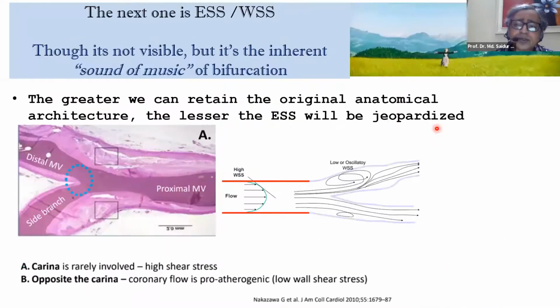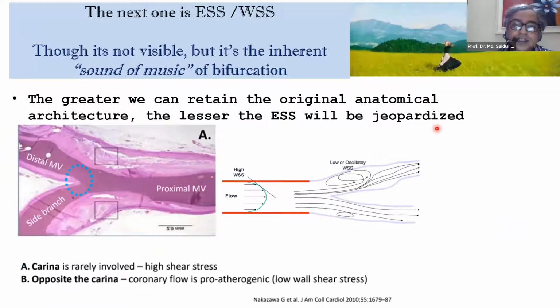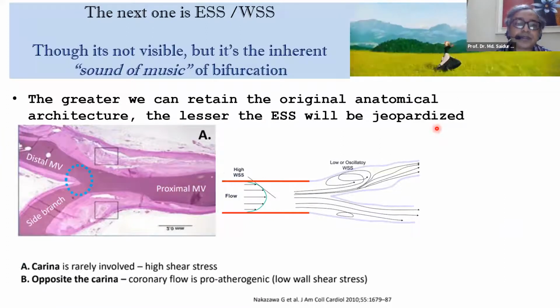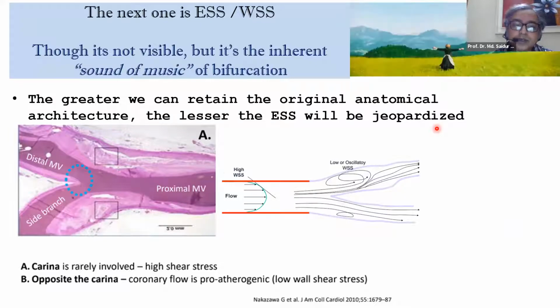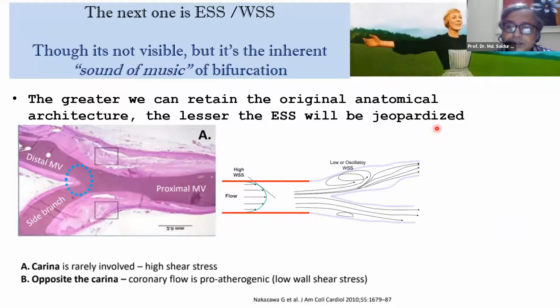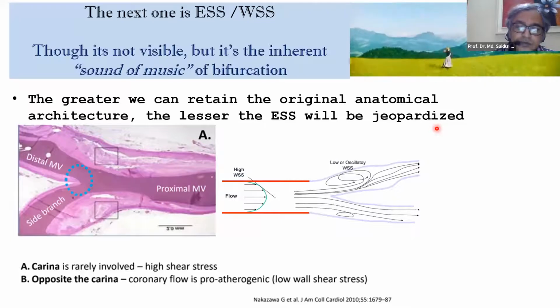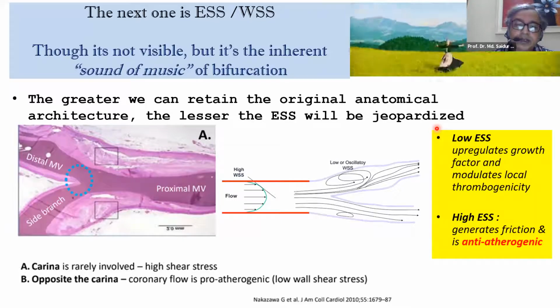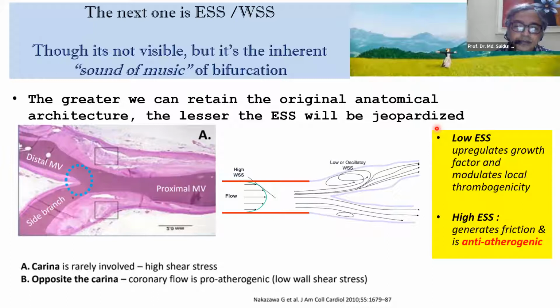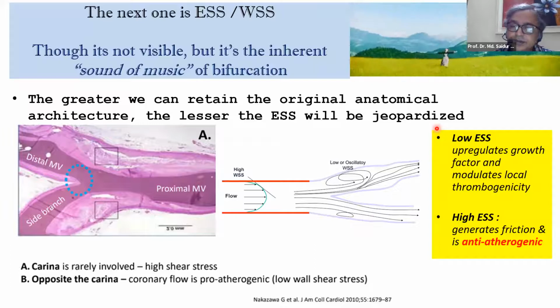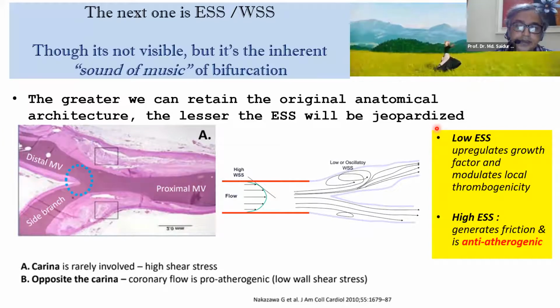And the next one, which I really love to feel and to understand, is the shear stress. This is not visible, but it is the inherent sound of music of bifurcation. The more we can retain the original anatomic architecture, the less the ESS will be jeopardized. And that's why we can tell that the lateral walls, which everybody knows now, have the low ESS, and this is more atherogenic, and at the level of the carina, the high ESS is there, it is anti-atherogenic.